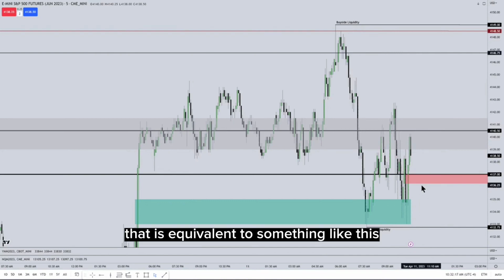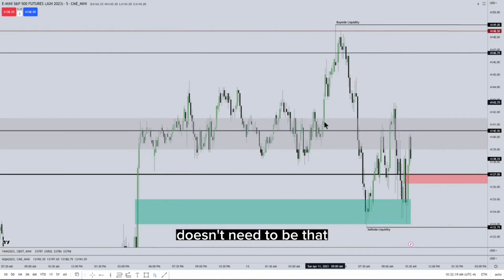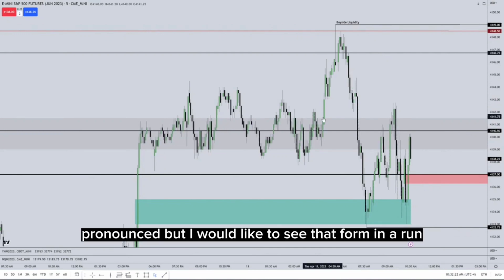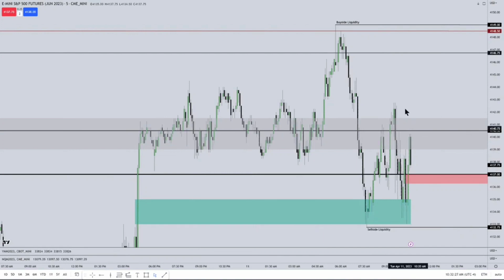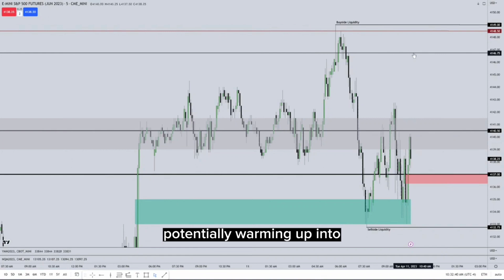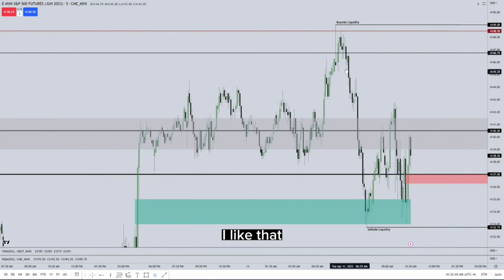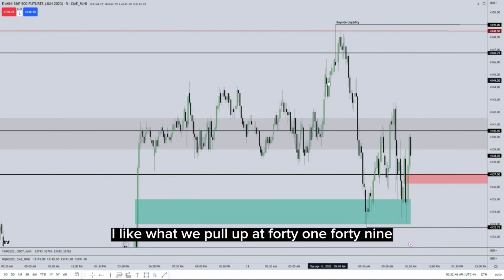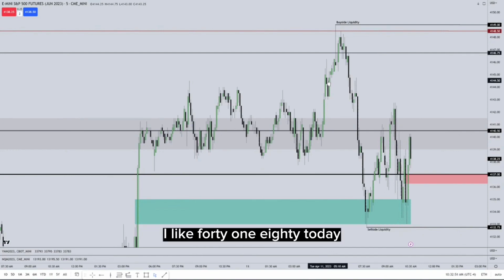That is equivalent to something like this. It doesn't need to be that pronounced, but I would like to see that form in a run prior to a run above this high. So we're somewhere between this high and where we are right now and this low. I'd like to see a fair value gap form and then set the stage for maybe potentially running up into, at the very minimum, up here. I like that. And then maybe challenge that buy side liquidity pool up at 41.49. And should we trade above 41.49, I like 41.80 today.